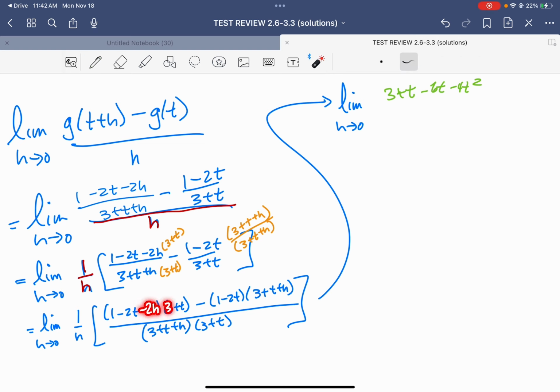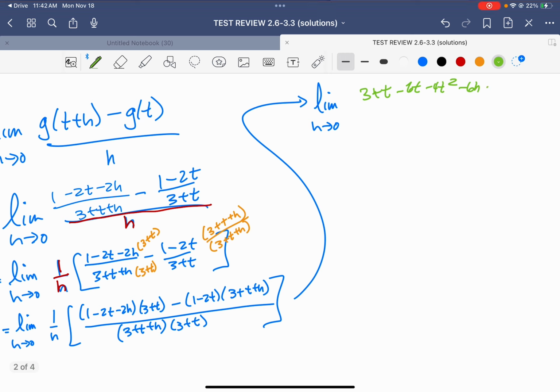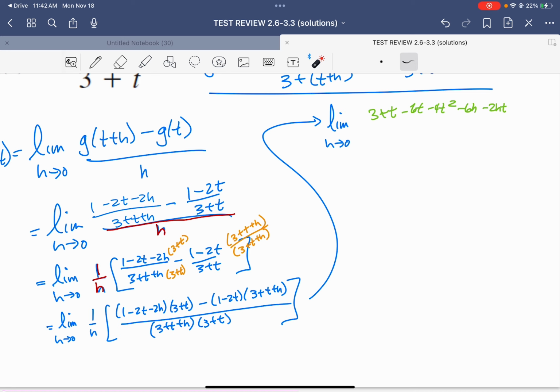And then negative 2h is going to hit both of these, and it's going to give me negative 6h minus 2ht. So I have a 3 times 2 terms. I should have 1, 2, 3, 4, 5, 6 when I'm finished. And that's what I should expect.